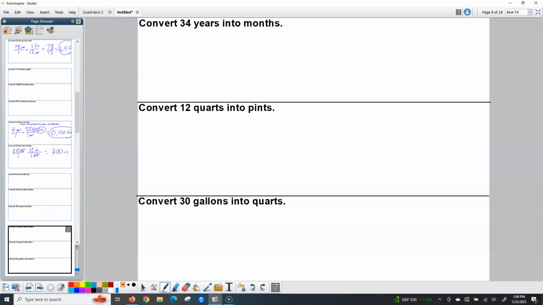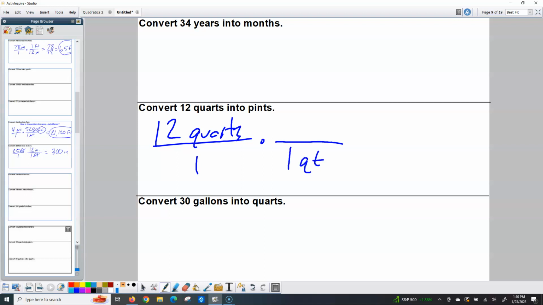I haven't done a quarts or gallons problem. So if I have 12 quarts and I want to put that into pints, I'm going to start with 12 quarts. And I know that the conversion for quarts and pints, there's 2 pints in every quart. So I'm going to put 1 quart down there and 2 pints, sorry, up top. So the quarts will cancel out, and that would give me 24 pints.